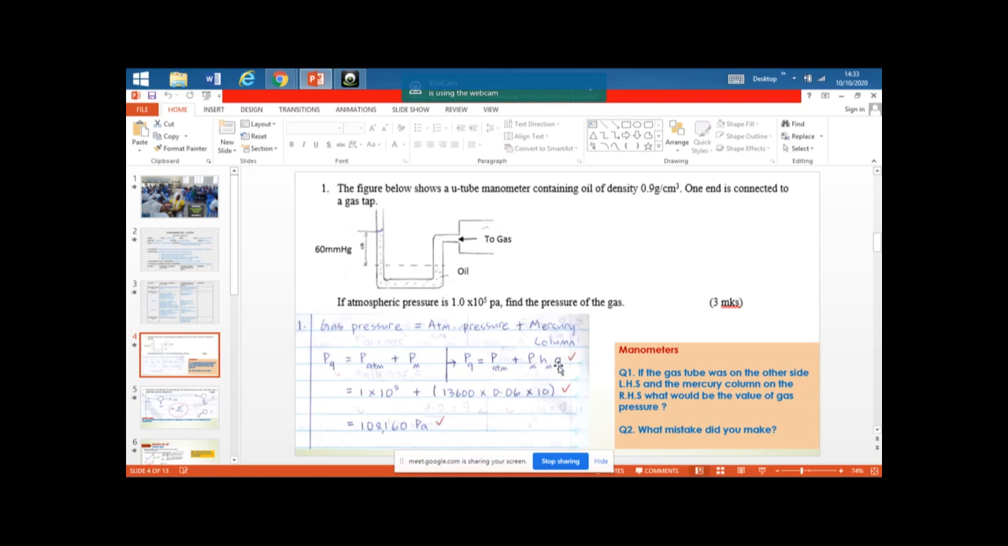Why are we using rho hg? It's because mercury is a liquid, and this is the formula for pressure of fluids, meaning either a liquid or a gas. Now, using the numbers, we have 1 times 10 power 5 plus the density of mercury in SI units, which is 13,600, times the height, 60 millimeters of mercury. In meters, you have to divide by 1,000 because 1,000 millimeters make 1 meter. So we divide by 1,000 and get 0.06. Then we multiply by the gravitational constant and arrive at our answer here, which is 108,160.